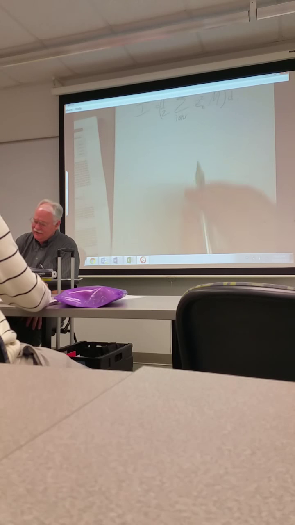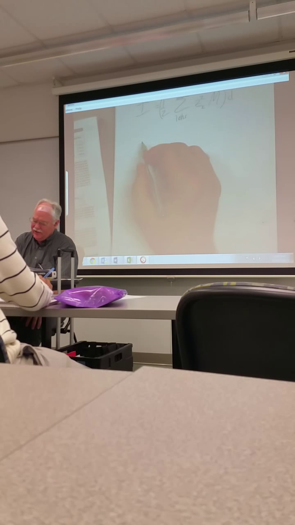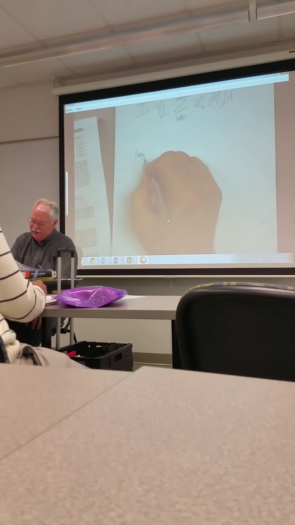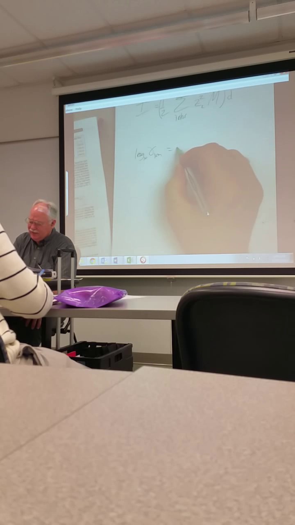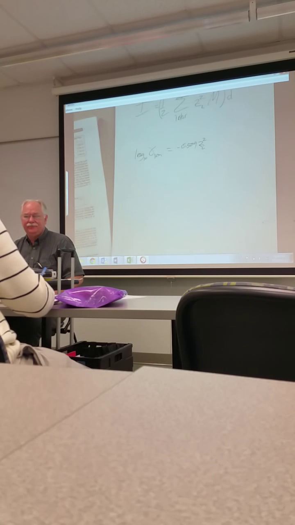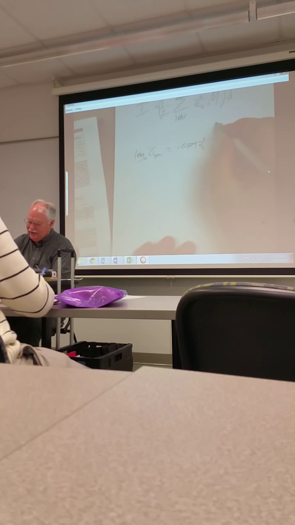Now we're back. So that's the way we're going to do that, and what we use this for is in the calculation of gamma, which is logarithm base 10 of gamma for a given ion is equal to minus 0.509 times the charge on that ion squared times this big thing in brackets.